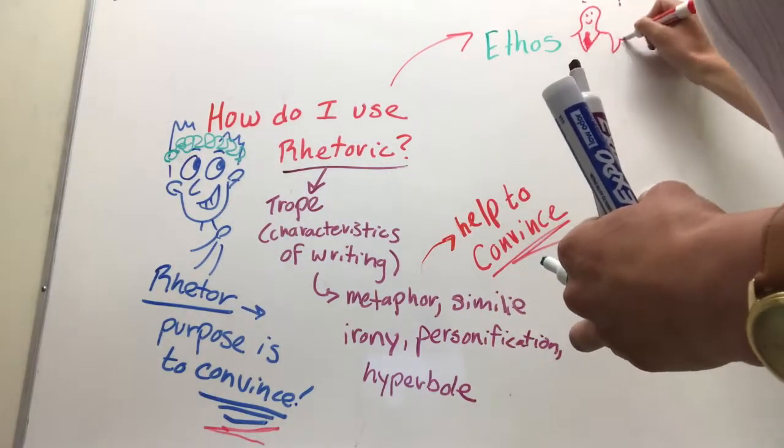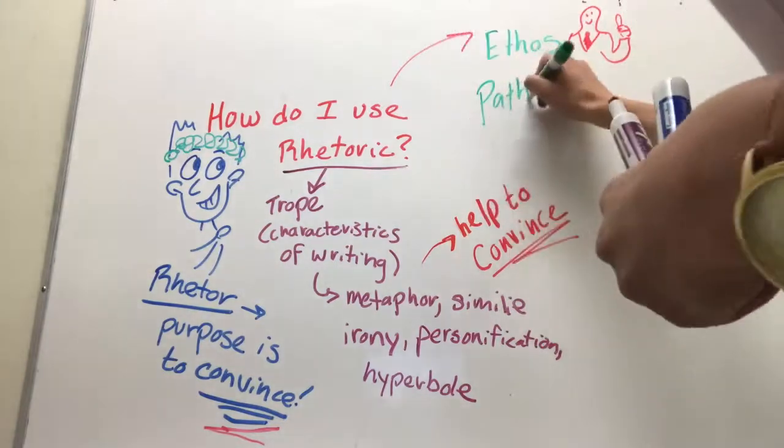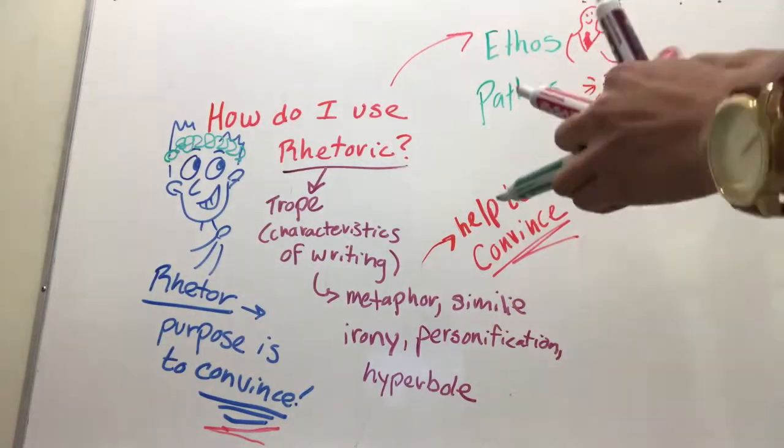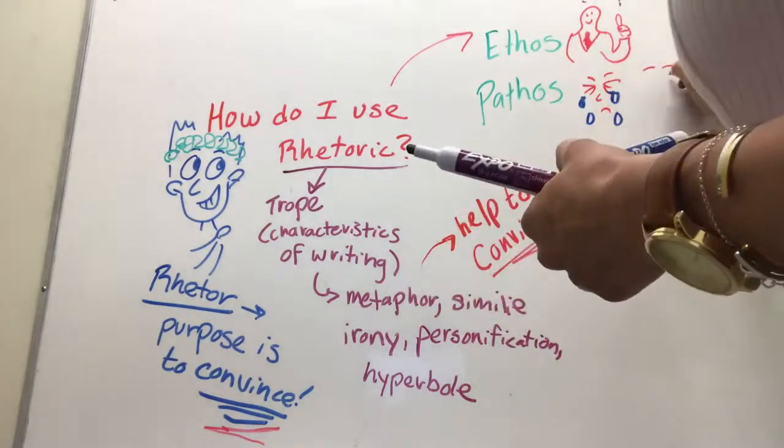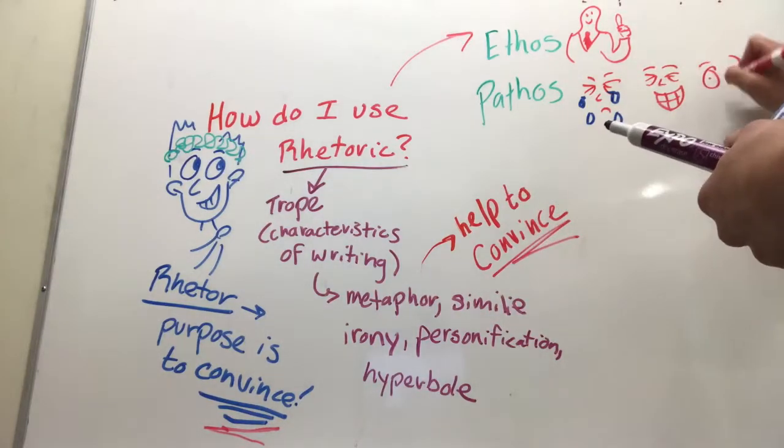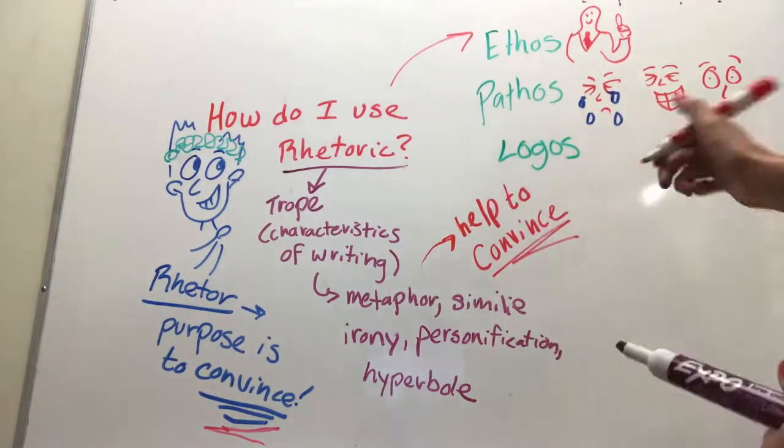So there's three main tools we use in rhetoric. One is ethos, which is an appeal to ethics. One is pathos, which is an appeal to emotions. And one is logos, which is an appeal to logic. And I'm going to dive into each of these three a little deeper now.